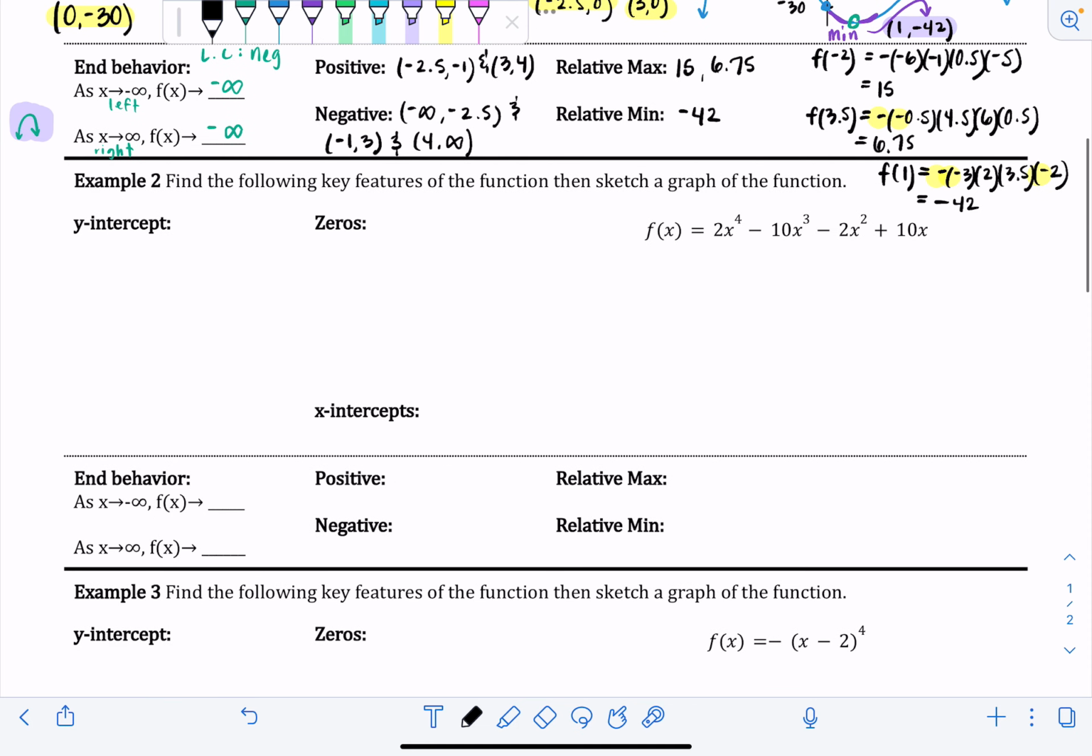So example 2, find the following key features of the function, then sketch a graph. So same concept. F of x equals 2x to the fourth minus 10x cubed minus 2x squared plus 10x.